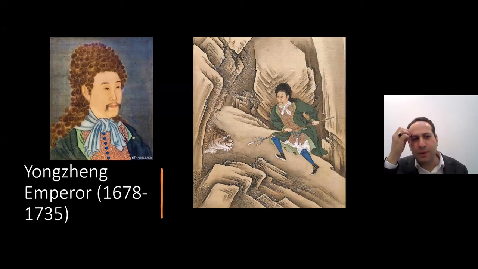And earlier we saw briefly already the Yongzheng Emperor depicting himself in a kind of Louis XIV wig and fighting a tiger. So here they're showing their universality. These Manchu emperors are not just emperors of China, they're emperors of the world. You know, they're universal. They are the sons of heaven.